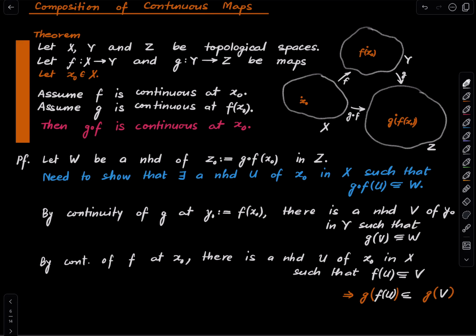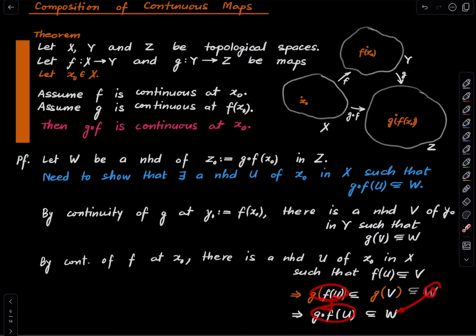But G of V is inside W. This we know is inside W. And that's it. The above can be just used to deduce this. This is equal to that, and that is of course equal to that. That's it. Just a formal proof writing exercise.